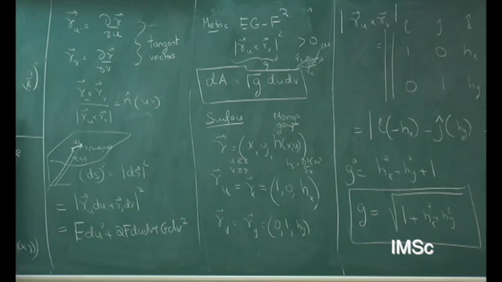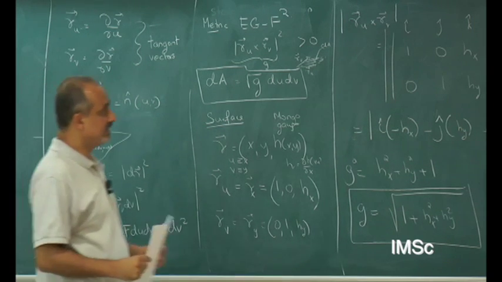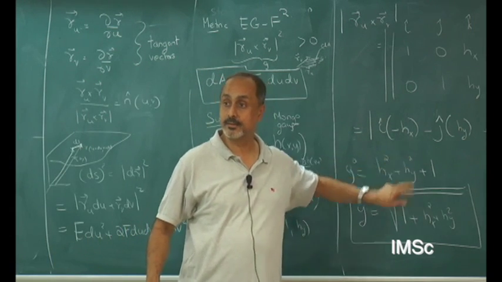So now that we've done that, we can also find what the normal to the surface is, because we've already done the work required to do that. The normal to the surface is just this particular vector here. Okay?